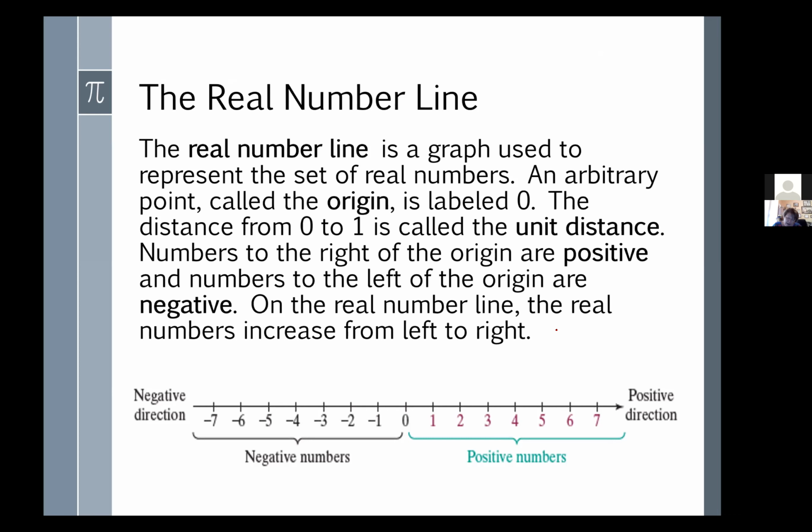So -5 is a smaller number than 4, because -5 is to the left of 4 on the number line. Conversely, 4 is a bigger number than -5 because 4 is to the right of -5 on the number line. So numbers increase in size from left to right. That's a convention that we came up with way back when in the olden days. So numbers that are smaller are to the left of numbers that are bigger, or numbers that are bigger are to the right of numbers that are smaller. Increase from left to right.